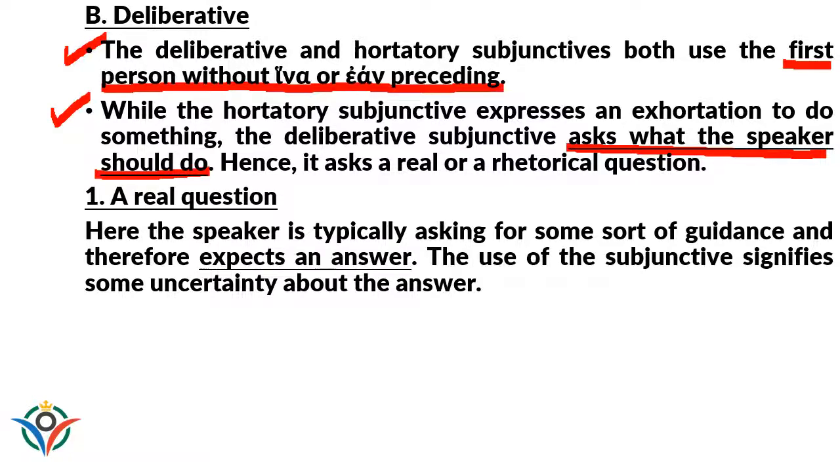Hence, it asks a question. And it can be two types of questions. It can be a real question or a rhetorical question. So let's take a look at an example of the real question first. Here, the speaker is typically asking for some sort of guidance and therefore expects an answer. The use of the subjunctive signifies some uncertainty about the answer though.